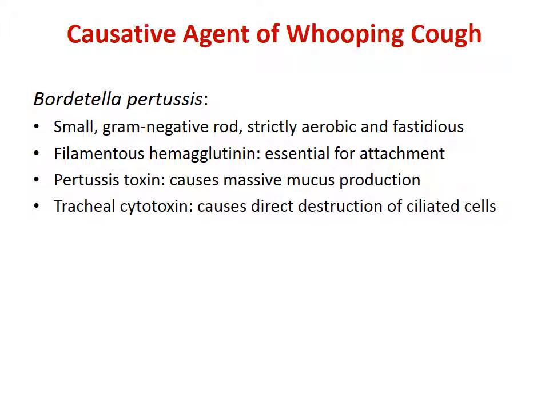The real concern actually comes from the two different toxins. The first toxin is the pertussis toxin, which produces excessive amounts of mucus, and then the tracheal cytotoxin destroys ciliated cells. So the body has no natural way of moving this excessive buildup of mucus, and the result is excessive amounts of coughing.